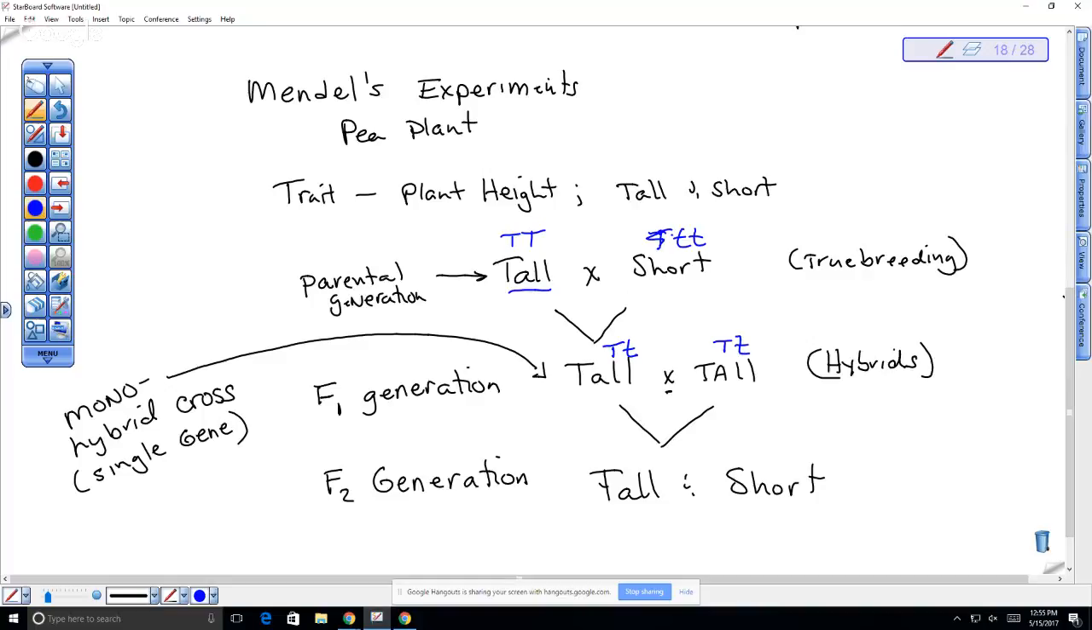I have a question. To find out, do you have to use the Punnett squares? We will use a Punnett square, but we're not there yet. We're not quite there yet.